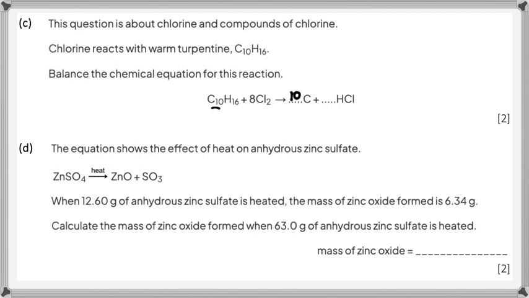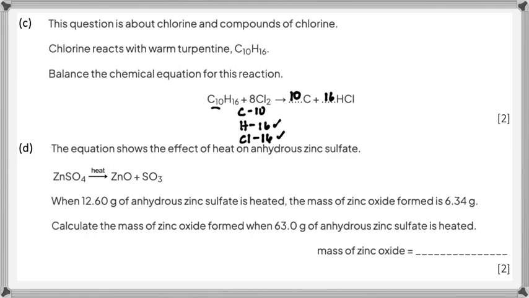Carbon is 10, hydrogen is 16, and then we have chlorine, which is actually 16. 8 times 2 is 16. So in here it's simple. We have 8 H16, so we'll just write 16 here. So C10H16 with 10 and 16, and I think that will give you 2 marks already.